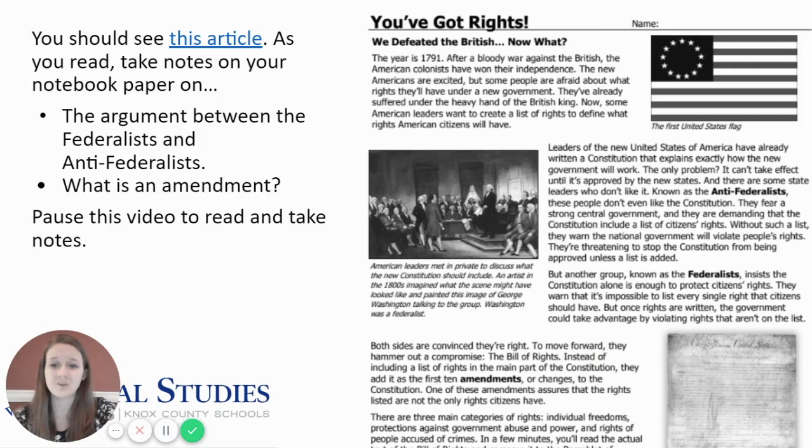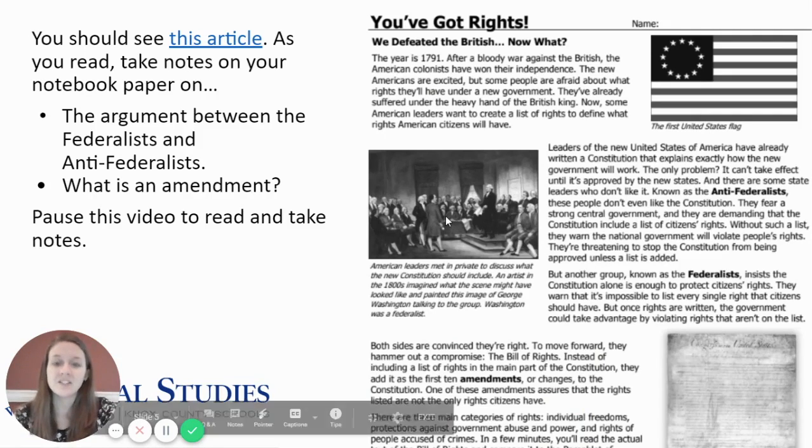It should take you to this article. As you read, you should take notes on your notebook paper on the argument between the Federalists and the Anti-Federalists and what is an amendment. Let's look at the article together so I can show you where everything is.